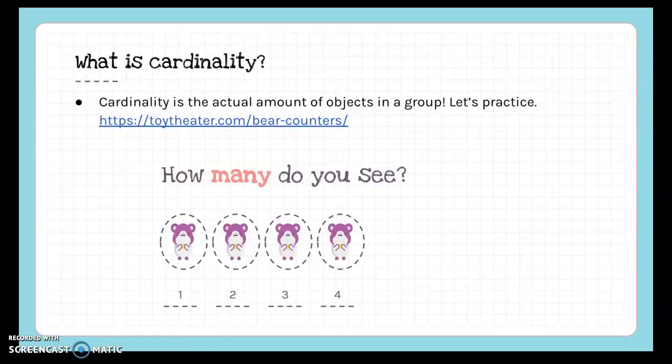So what is cardinality? Cardinality is the actual amount of objects in a group. So for example, there are 1, 2, 3, 4 hamsters in this group. Now let's say that we started over here instead of with this hamster, so let's count again. 1, 2, 3, 4. No matter what way that we count the hamsters, there's still going to be 4 hamsters in this group. Let's go ahead and practice.